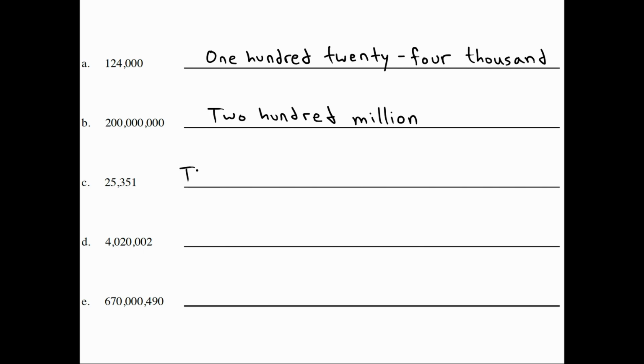In the next problem, I'll start with 25, as if it was the only thing in the problem. The 25 is in the thousands period, so I have to say thousand. Then we can put a comma, and state the final sequence 351, which would be written as 351. 25,351.